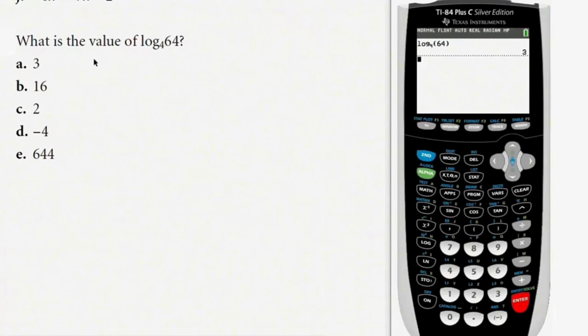So the correct option is what? Option A. This is basically how you can solve this, guys, using the TI-84 Plus scientific calculator.